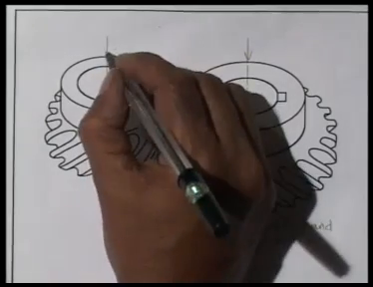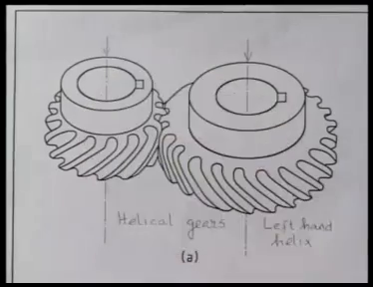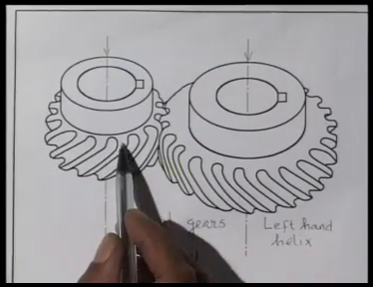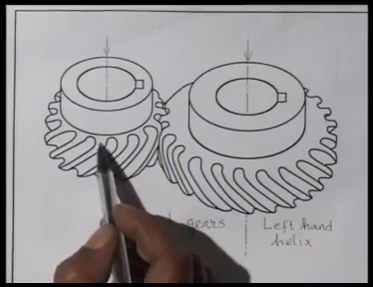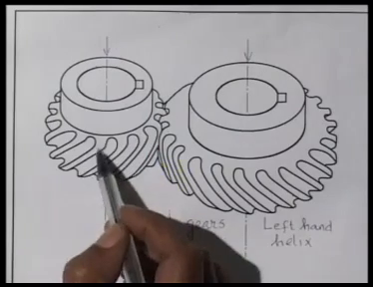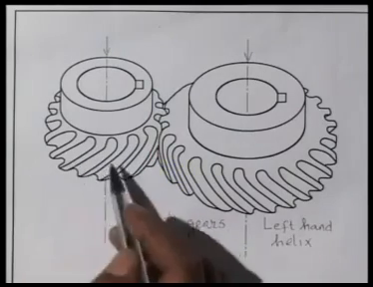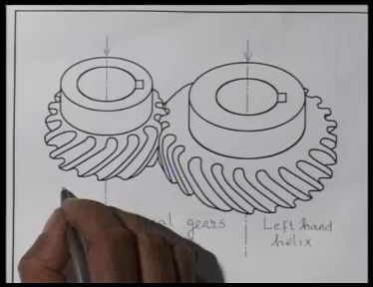Similarly, if I look at this gear along this axis of the gear, then the teeth is getting inclined to the right. Starting from here, all the teeth are getting inclined to the right, so this will be called a right-hand helix.